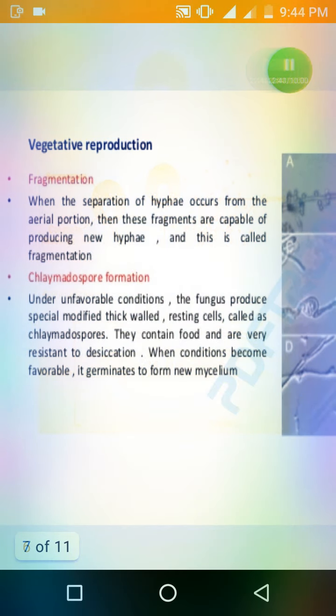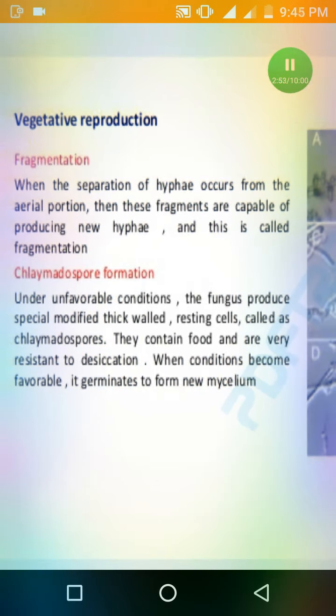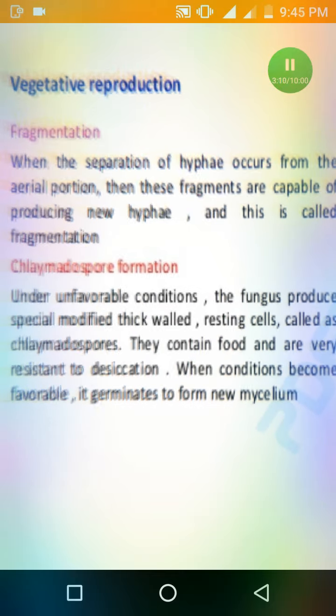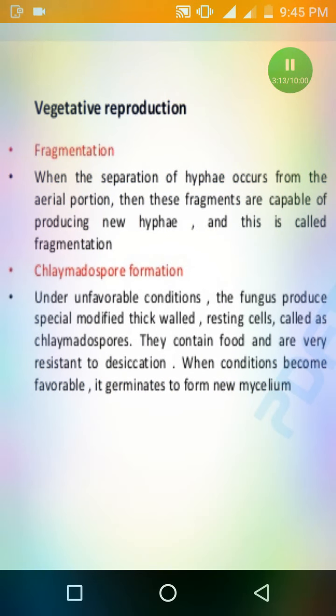You see this diagram. Vegetative reproduction of Mucor: fragmentation. When separation of hyphae occurs from the whole portion, these fragments are capable of producing new hyphae, and this is called fragmentation. Chlamydospore formation. Under unfavorable conditions, the fungus produces special modified thick-walled resting cells called chlamydospores. They contain food and are very resistant to desiccation. When conditions become favorable, they germinate to form new mycelium.